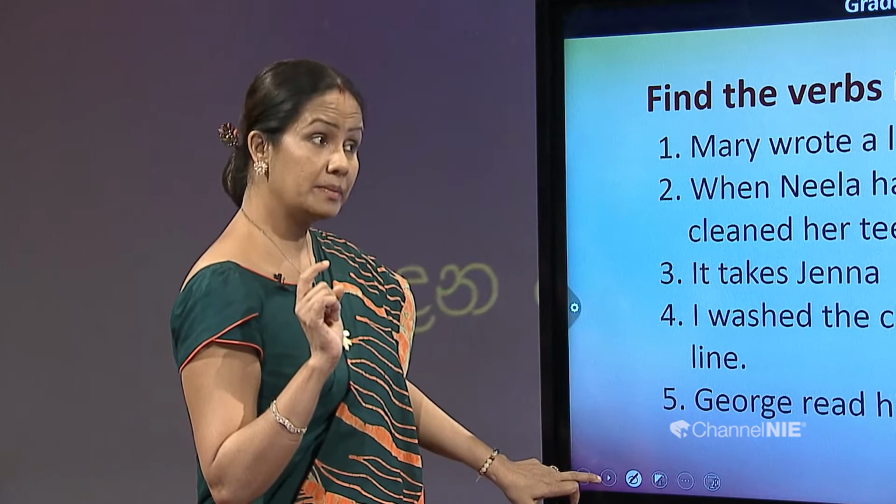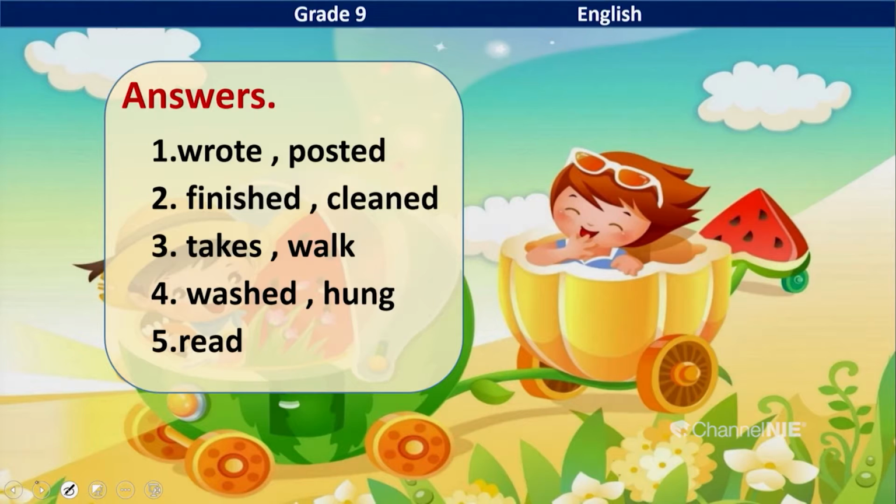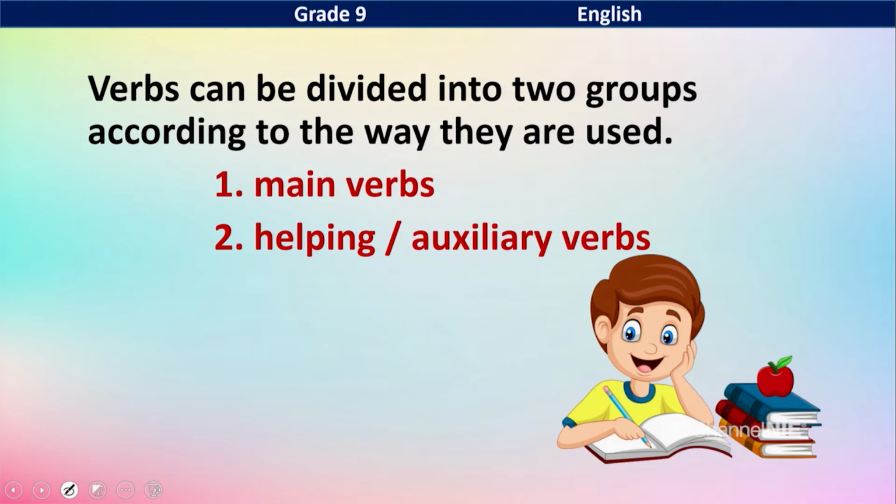So shall we check, Miss, what are the verbs in these sentences? Yes, so these are the answers. In the first sentence, the verbs are wrote and posted. In the second sentence, finished, cleaned. In the third sentence, takes and walk. Fourth sentence, washed, hung. And the last sentence, read. So those are the verbs in those sentences. So we'll move on to the next one.